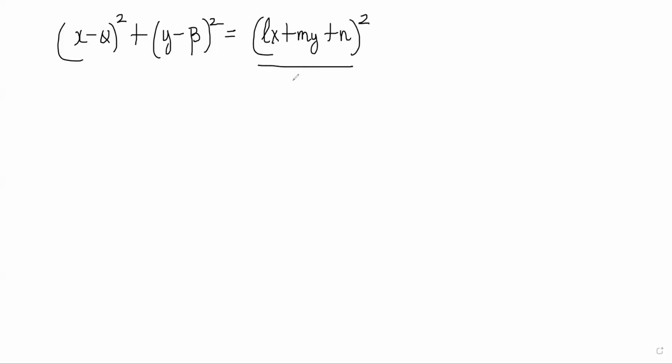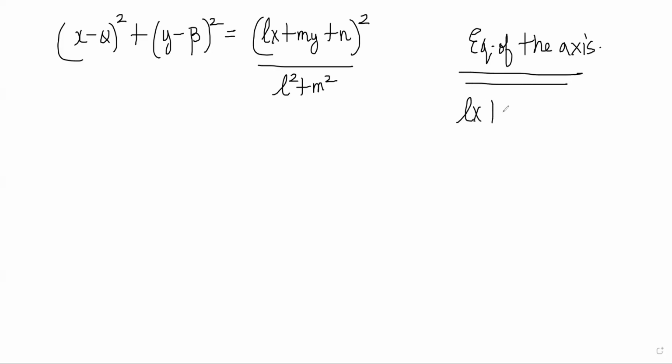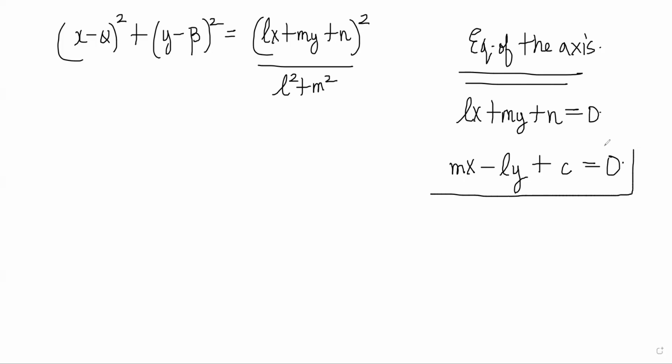So let's say we have a situation like this. This is my oblique parabola given to me, whole square by L square plus m square. And now I want to find the equation of the axis. How do I do that? I know my directrix is Lx plus my plus n equals 0. So any line perpendicular to that would be mx minus ly plus some constant equals 0, right? This is a line that is perpendicular to the directrix. But this line should also pass through (alpha, beta), right? Because (alpha, beta) is my focus.